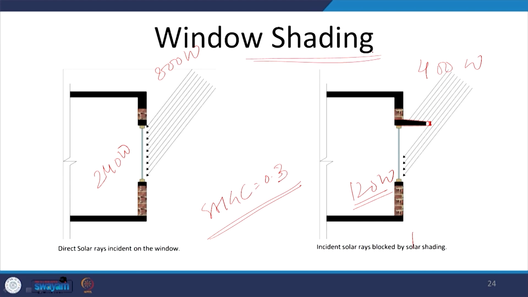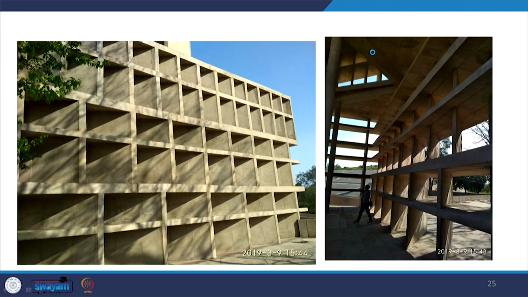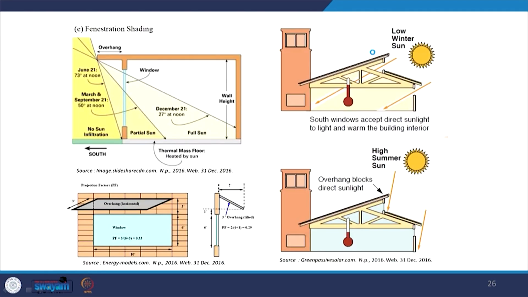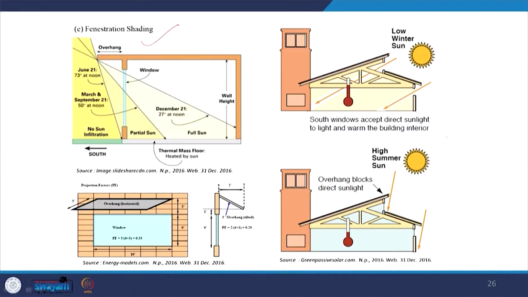important parameter. So, window shading should be provided, but it should be optimally designed, because the moment we provide for window shading, we are also cutting down on the amount of direct daylight which is penetrated inside. So, if we reduce the amount of daylight, we are increasing the amount of artificial light which is required in the building. So, we design the fenestration shading appropriately.